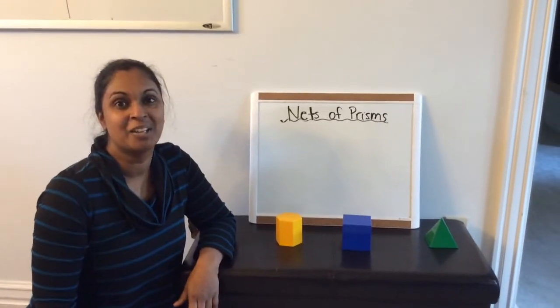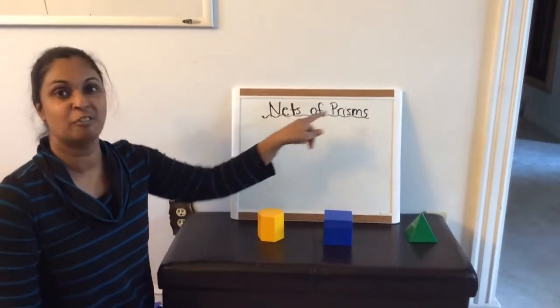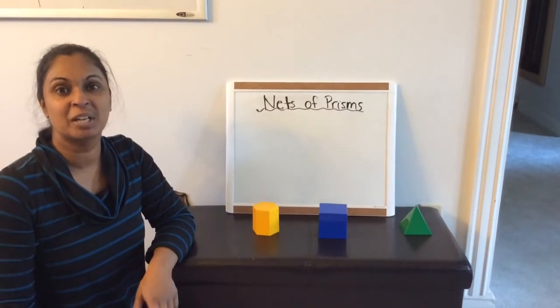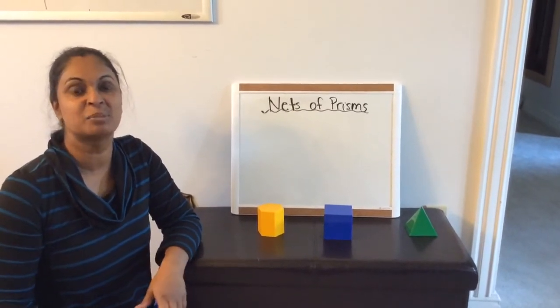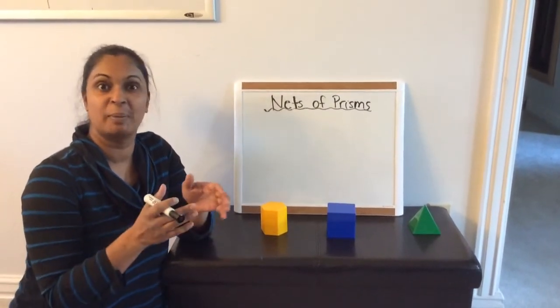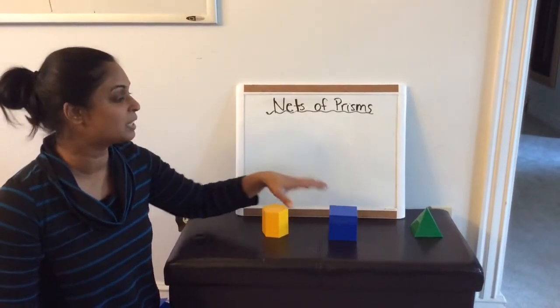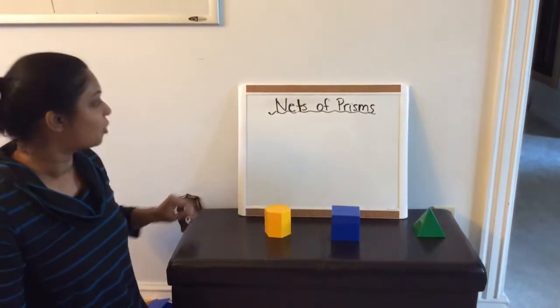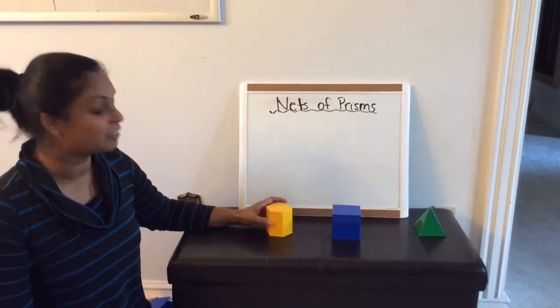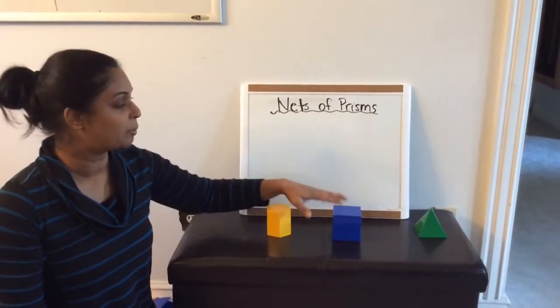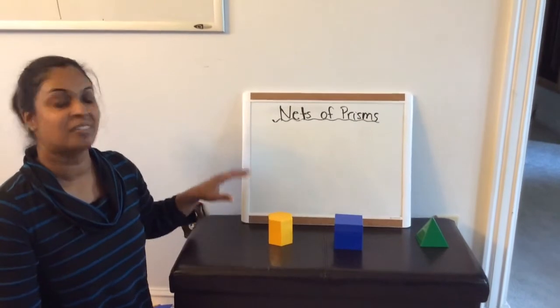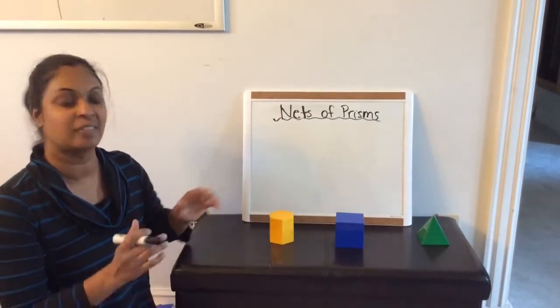Hi everyone, today you're going to be studying nets of prisms, and we've been working with nets for a while. Sometimes when we're younger we cut them out of paper and fold them up, and that's how we can make a prism or a pyramid. So nets are actually made out of the faces of a prism or a pyramid and then attached together so that it can be folded.